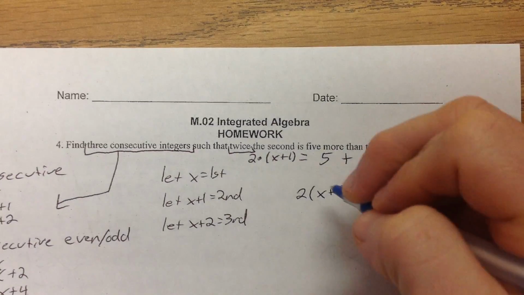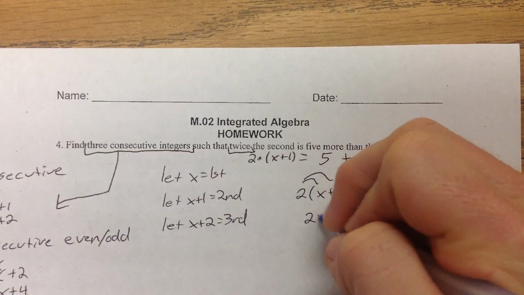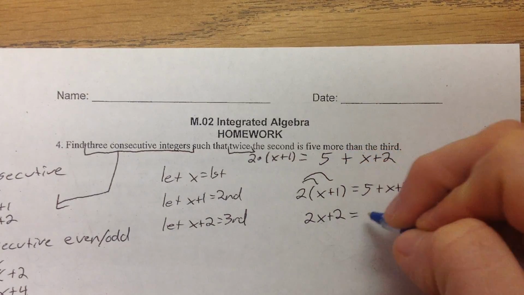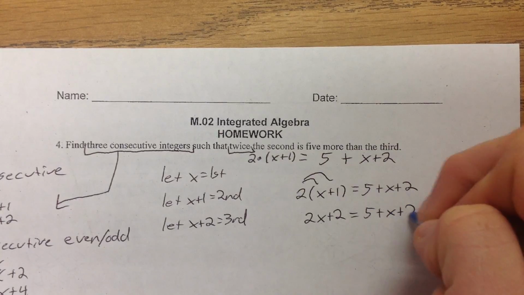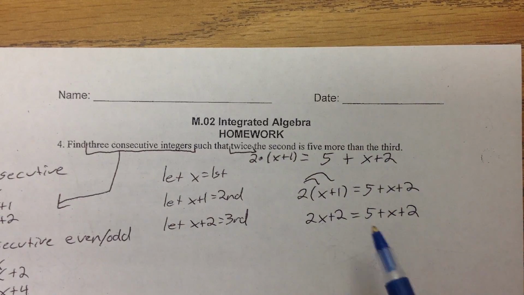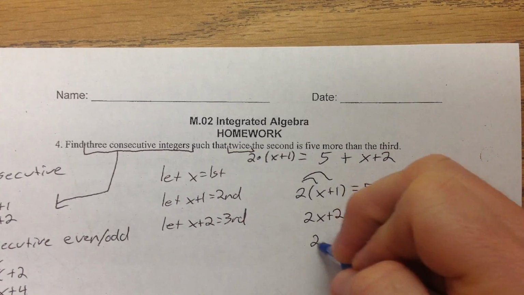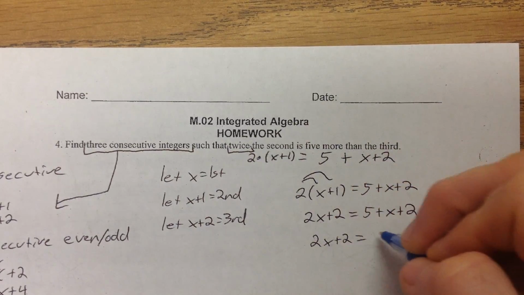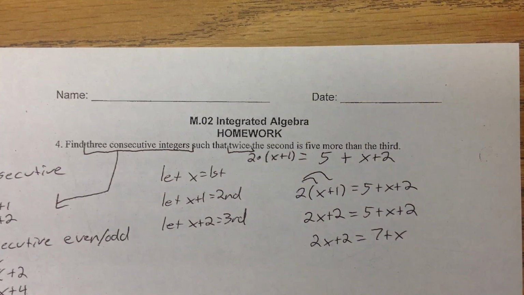All right, so we're going to start with some distribution. 2x plus 2 equals 5 plus x plus 2. Now we're going to combine like terms. Nothing over here, but on this side we can combine the 5 and the 2. So we get 2x plus 2 equals 7 plus x.